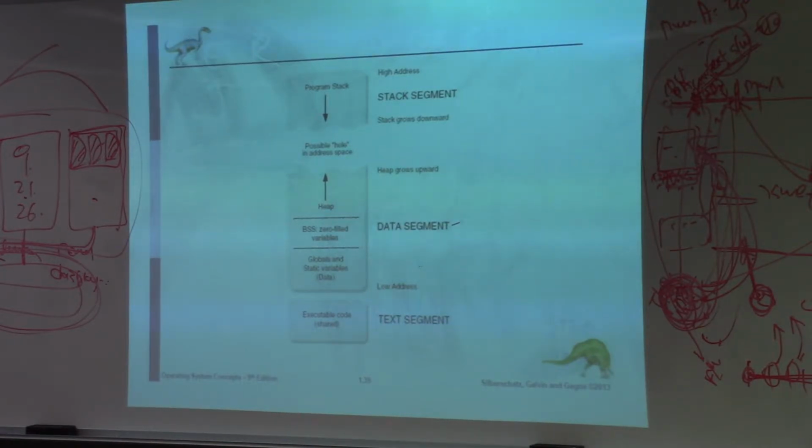So that is the reason the heap grows upward. Upward means from lower address to higher address. Stack goes from higher address to lower address. I realized that many of the students actually get confused about this. Grows downward, what does that mean? It means from higher address to lower address.